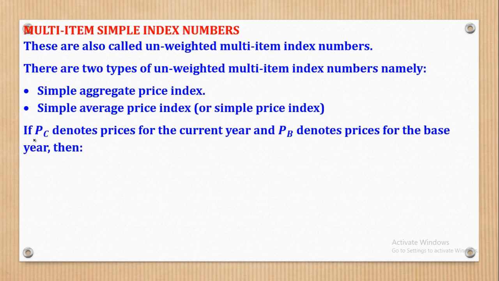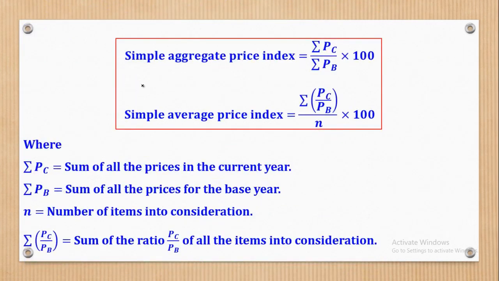Now what are the formulas for these price indices? So if PC denotes prices in the current year and PB denotes prices in the base year, it implies that the formula for simple aggregate price index will be the summation of all the prices in the current year over the summation of all the prices in the base year, everything multiplied by 100. But you must be keen that we are not putting a percentage sign here. So that is simple aggregate.